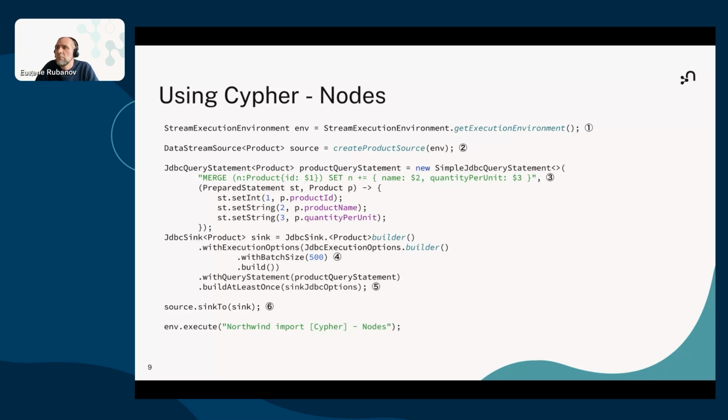So you might notice two more configuration options here. One is the batch size, meaning that the prepared statements generated by the JDBC connector will group records by 500. And the second option is the at-least-once delivery guarantee. It basically means that the records might be written more than once. After that, when we have our sink, we can link source and sink together and execute our job.